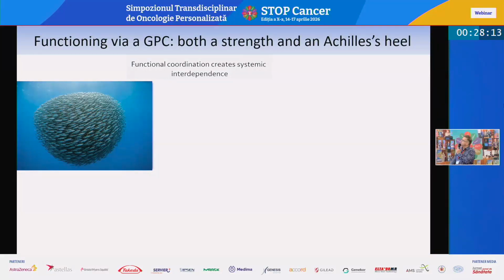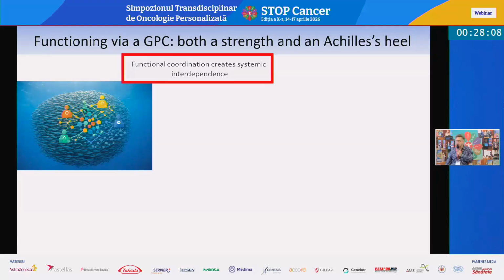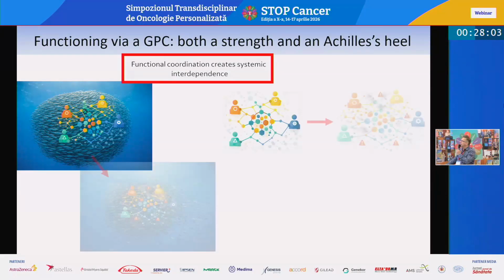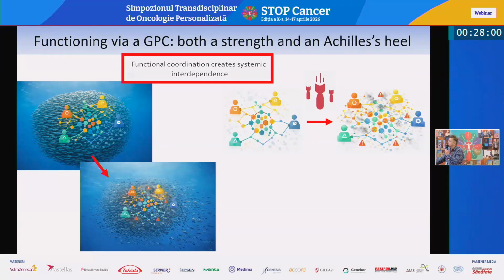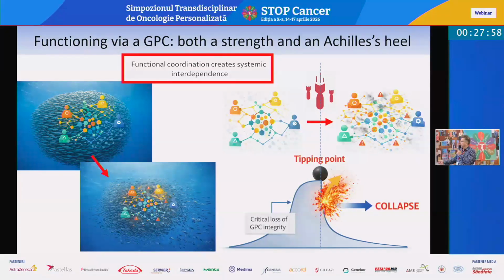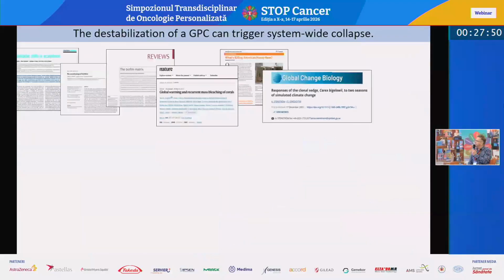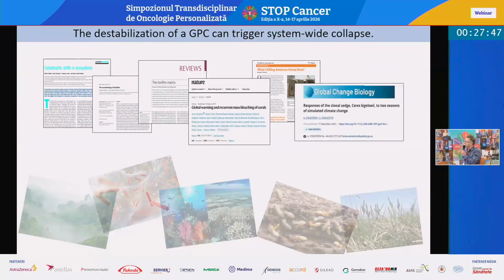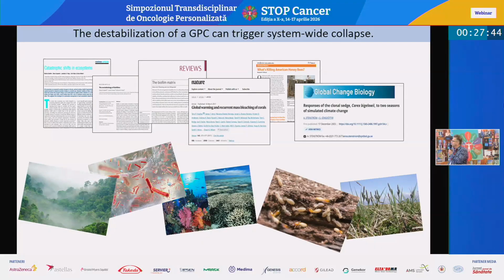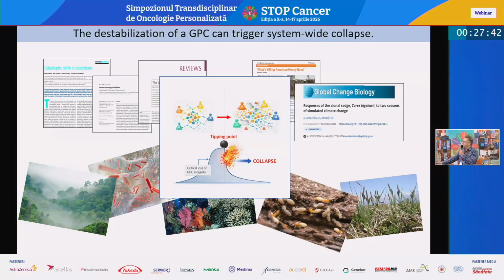So functioning via a GPC is clearly a strength, but it is also an Achilles heel, a structural weakness. Why? Just because functional coordination creates systemic interdependence. And when there are some alterations in the GPC, whatever the reason, the critical loss of the GPC integrity can sometimes reach a tipping point above which there is a collapse of the collective system. And there are many examples like that in the living world at the level of animal colonies, but also ecosystems. So we accumulate some alterations into the GPCs, and sooner or later we meet a tipping point and there is a collapse of the system.